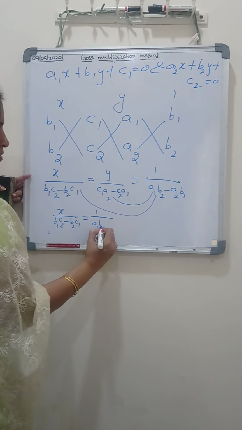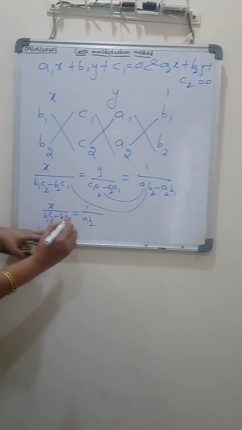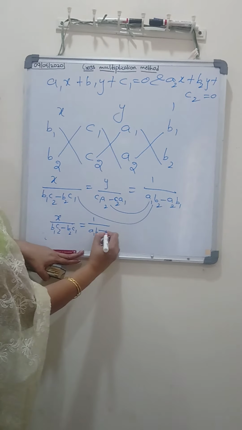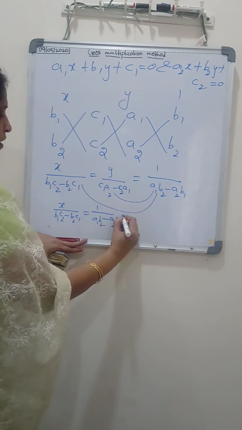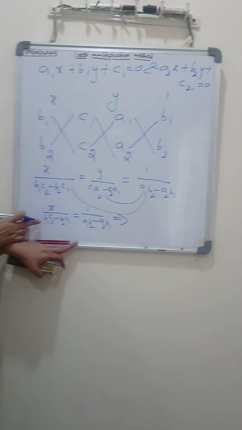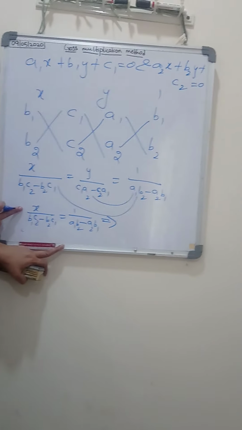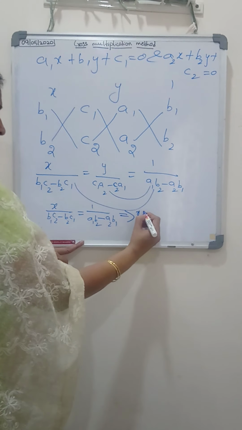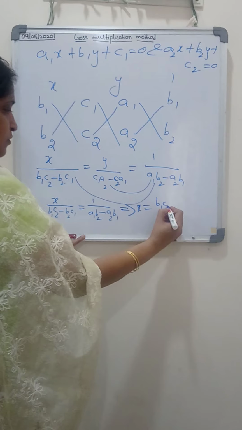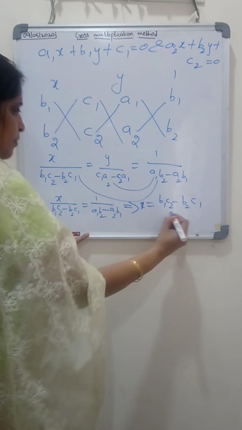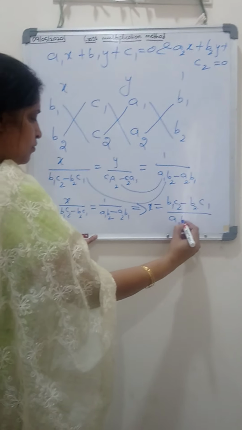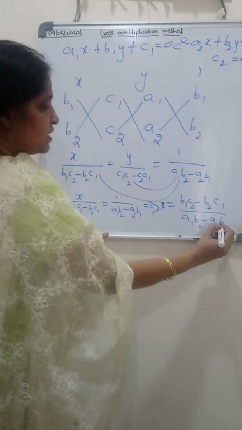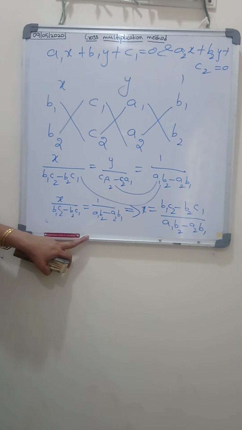a1 b2 minus a2 b1, children. Now this implies send denominator term of x to the right hand side, children. So you will get x is equal to (b1 c2 minus b2 c1) by (a1 b2 minus a2 b1), children. So you got the value of x.